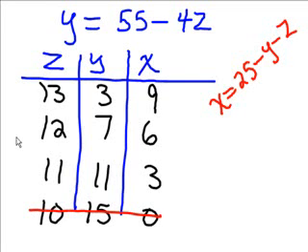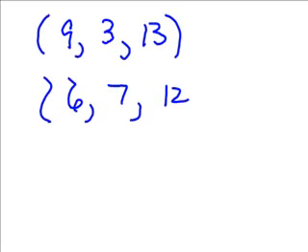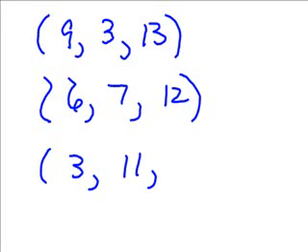All right, and again, we want to write them as ordered triples in the proper order, so we have to write them the other way around. X is 9, Y is 3, Z is 13, or X is 6, Y is 7, Z is 12, and then the last one was X is 3, Y is 11, and Z is also 11.